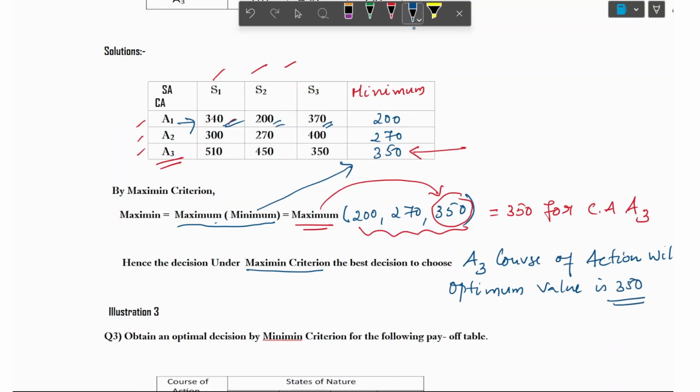Therefore, here, which criteria? Maximin criteria, maximum of minimum. Therefore, the second word is the one you are going to create as your extra column, and continue. Or if you are not using the table, you have to write it this way: minimum of A1 equal to, minimum of A2 equal to, minimum of A3 equal to. Then you have to follow the steps again. Otherwise, you can use a table and continue. That is your choice.